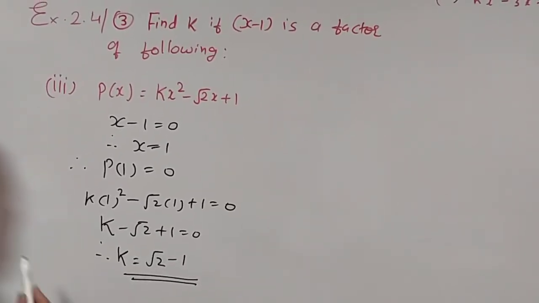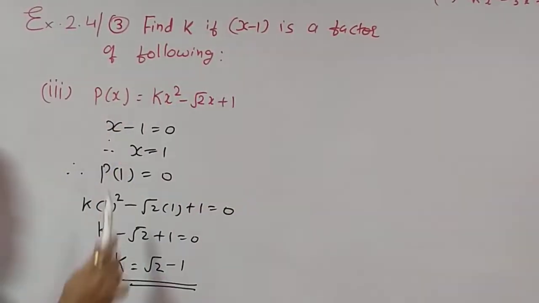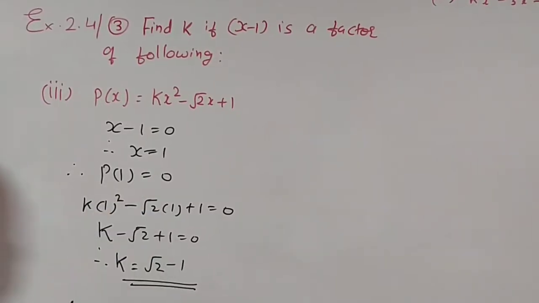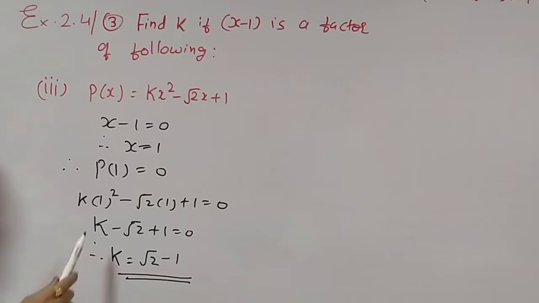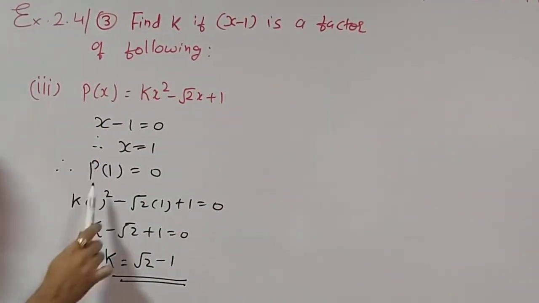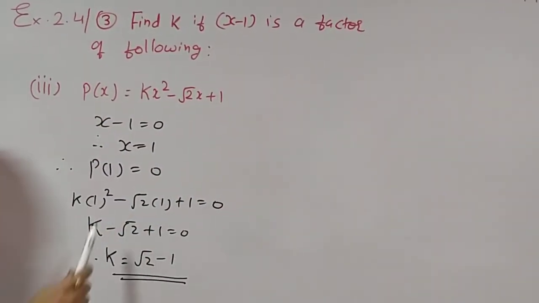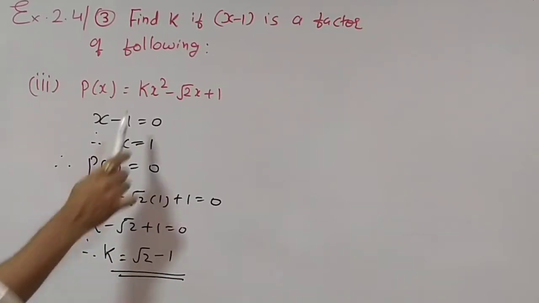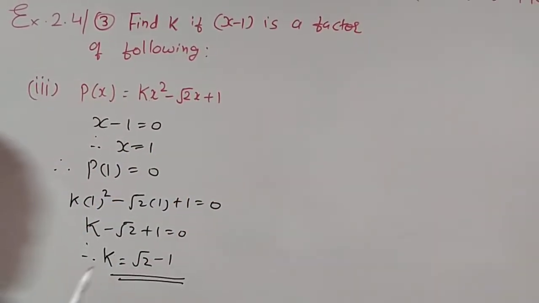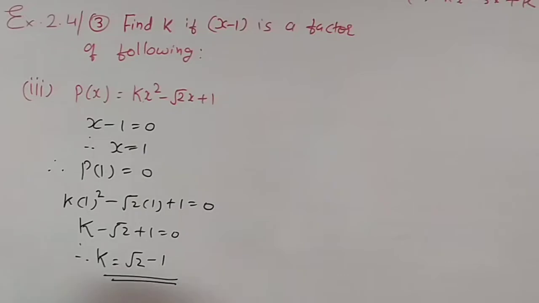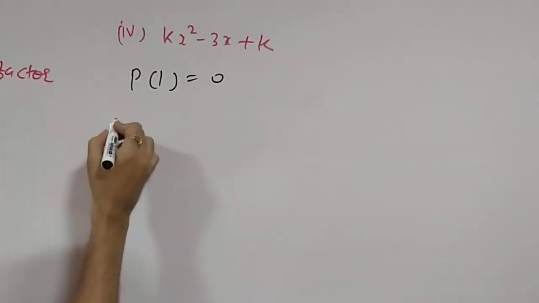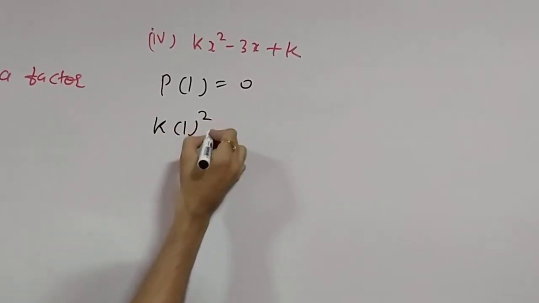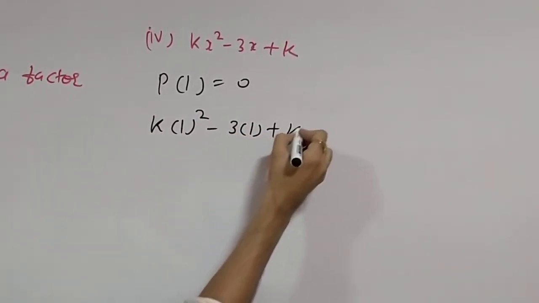So, see, if it is divided by x minus 1, then the remainder is 0. Why? Because it is given, it is a factor. Given it is a factor, therefore the remainder is 0. Therefore, p of 1 is 0. So, in place of x, write 1 and find the value of k. One more. Here also, p of 1 is 0. K into 1 square, 3 into 1 plus k is 0.